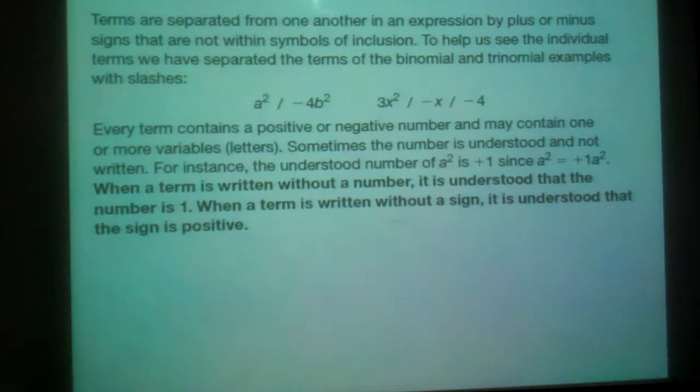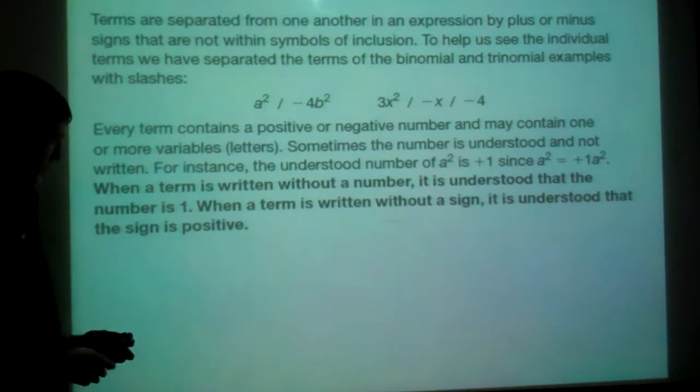It says terms are separated from one another in an expression by plus or minus signs that are not within symbols of inclusion. A symbol of inclusion would be like parentheses, brackets, square roots, absolute value signs, things like that. So, to help us see the individual terms, we have separated the terms of the binomial and trinomial examples with slashes.